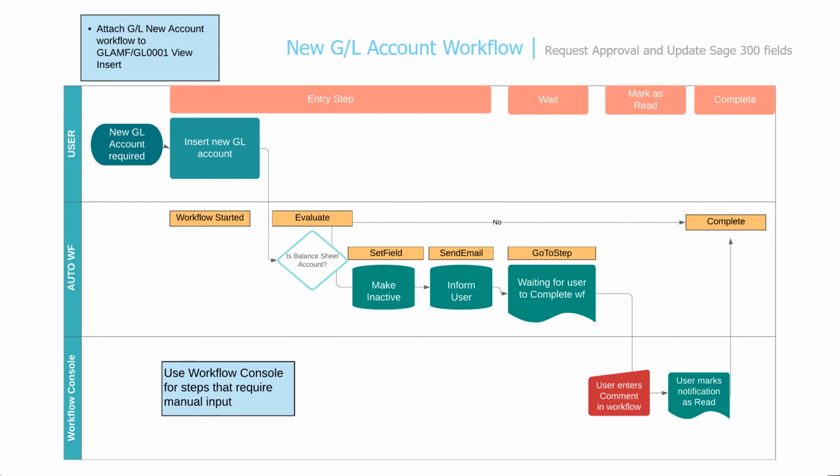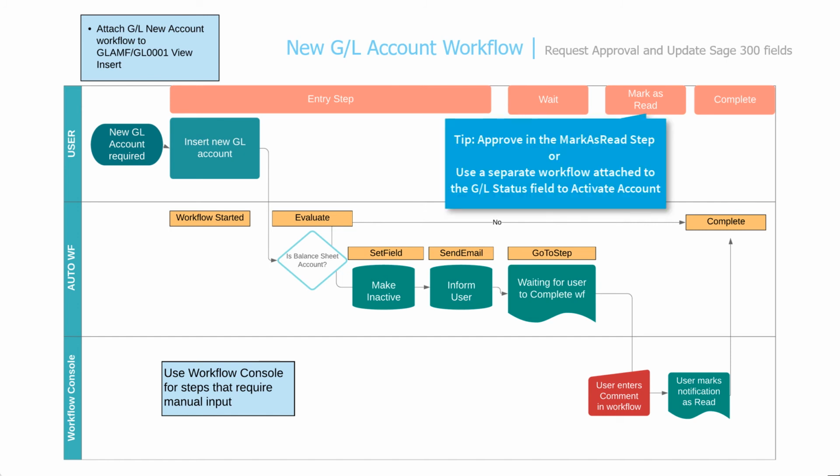To complete the business use of this workflow, you would also need to have a way to approve and activate this GL account. And there's two ways to do that. One way is to include an approve step in our existing workflow. Another way is to have a workflow on the active flag to activate the workflow, a separate workflow.